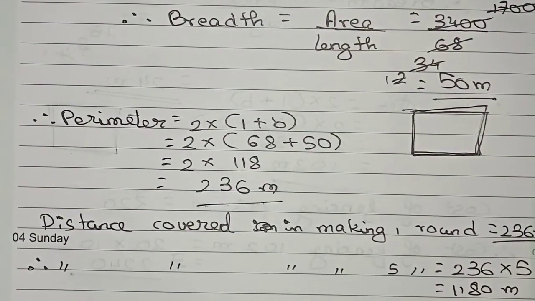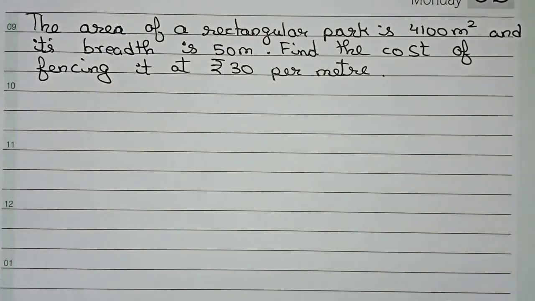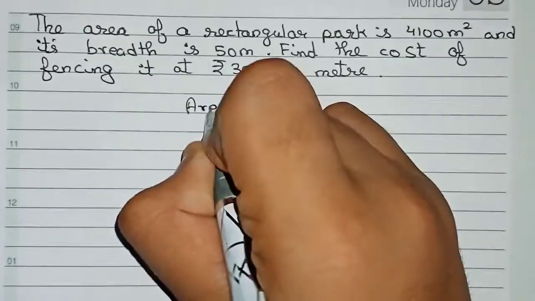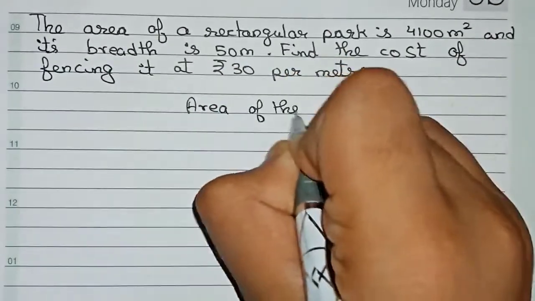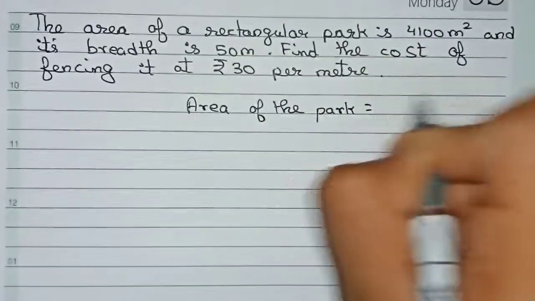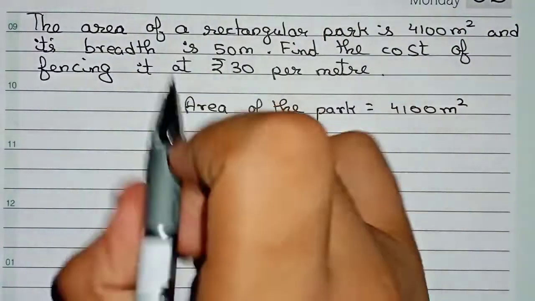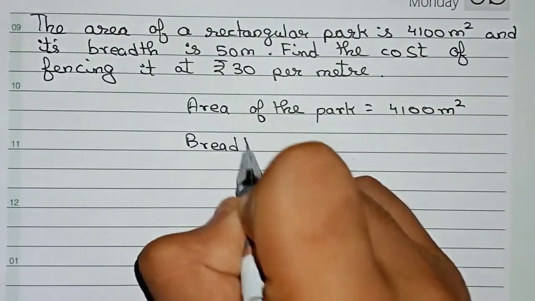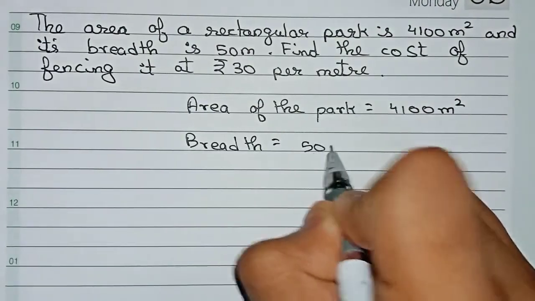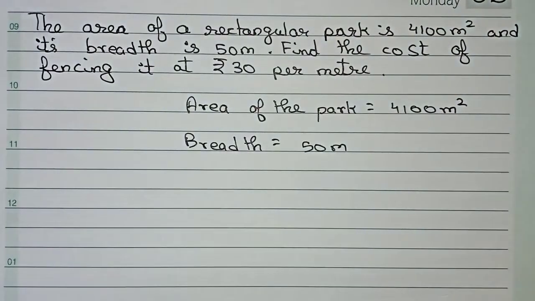So let's move on to our next question. Now our next question is, the area of a rectangular park is 4100 meter square and its breadth is 50 meter. Find the cost of fencing it at rupees 30 per meter. So this is our question. Now solve this. First write the area of the park. Area of the park equals 4100 meter square. Now the breadth is given, so write breadth equals 50 meter. Like the previous question, we will find the length now.